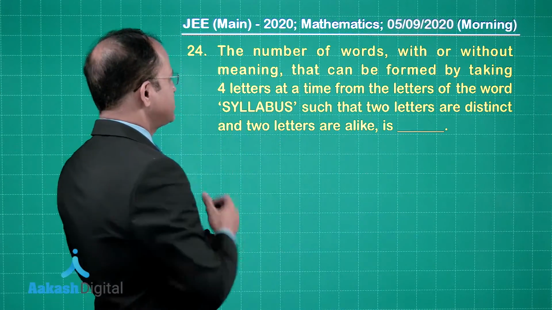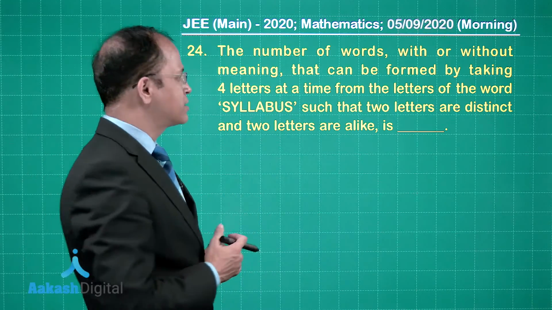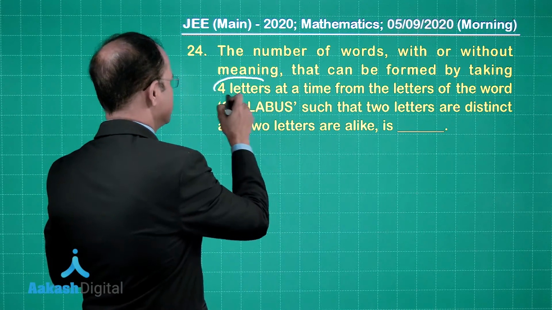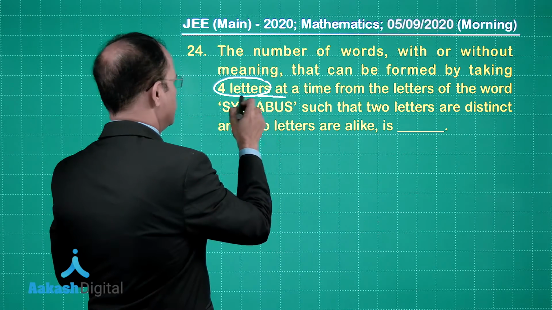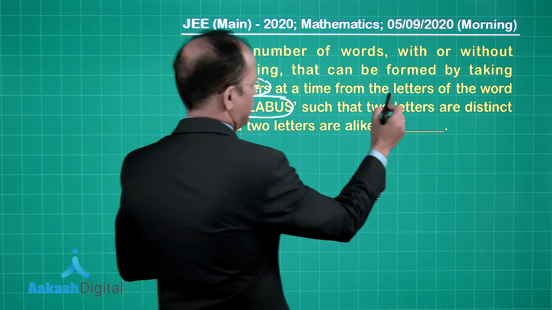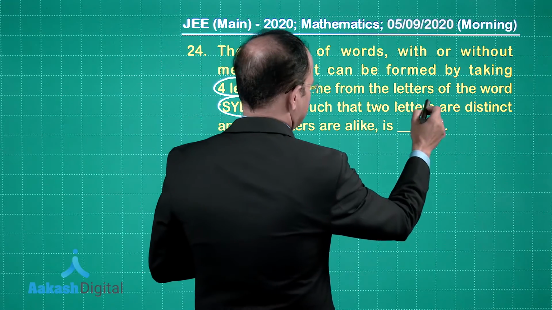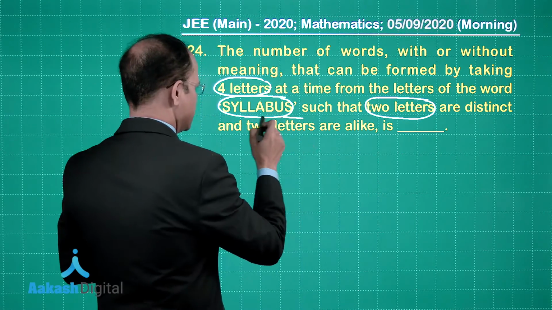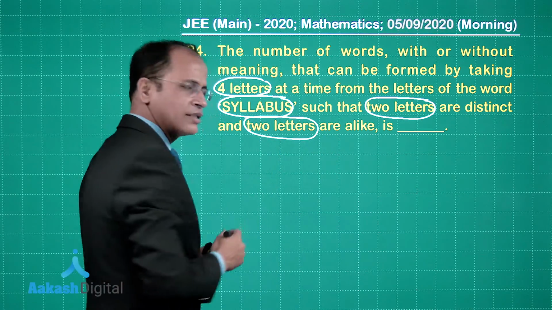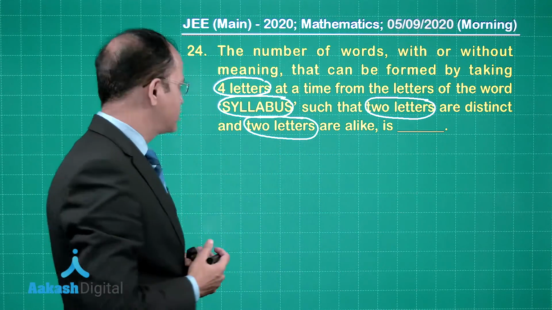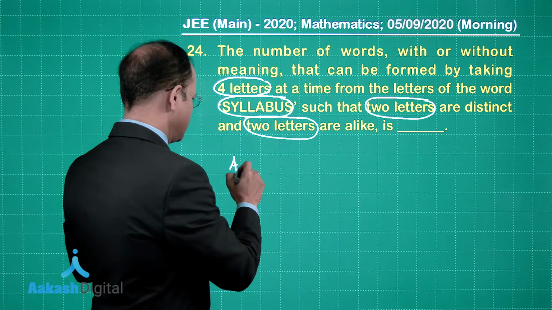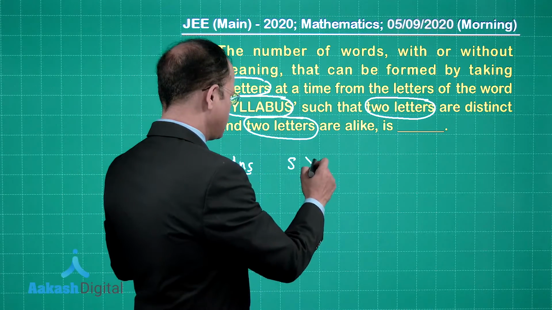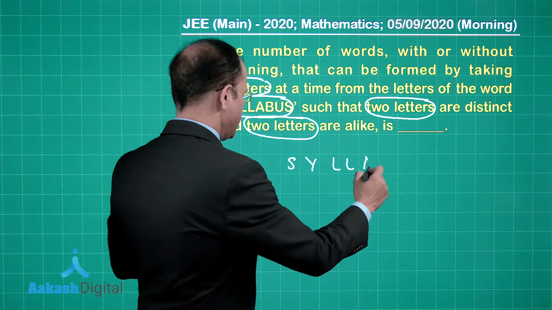Now let me go to the next one. The number of words, with or without meaning, that can be formed by 4 letters of the word SYLLABUS, such that 2 letters are distinct, they are different, and 2 letters are alike. So this is a very interesting thing. Let's have a look at this part. We have been given SYLLABUS.